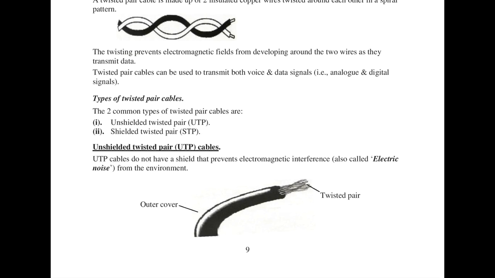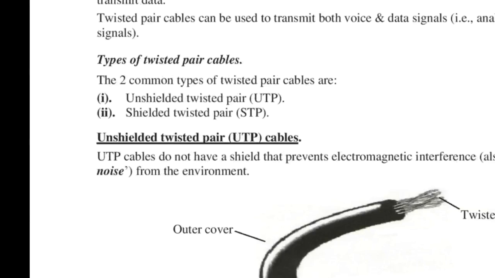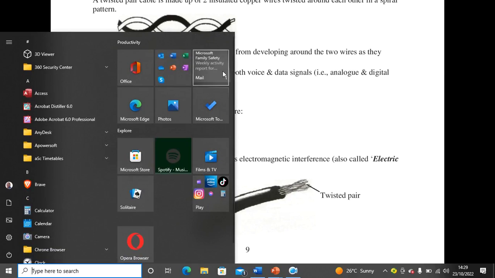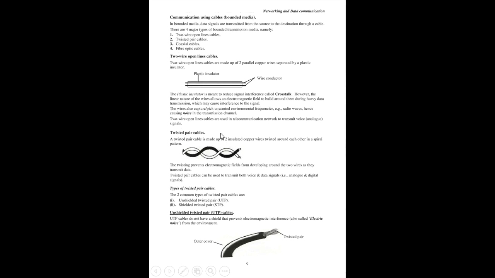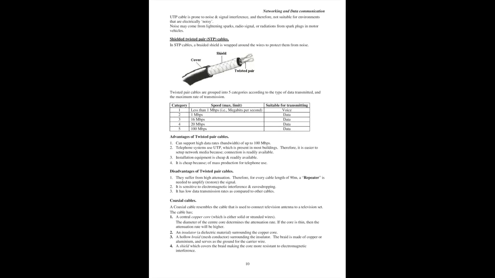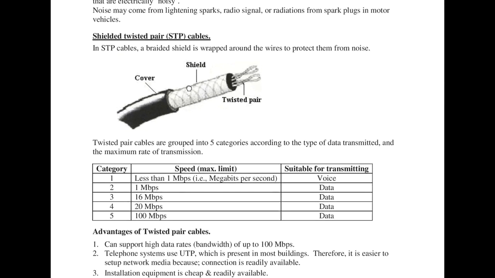UTP cables do not have a shield that prevents electromagnetic interference, so for that case it is a disadvantage when it comes to an exam situation. You can give that one as a disadvantage. On the other hand, guys, we have the shielded twisted pair. You see the diagram here.